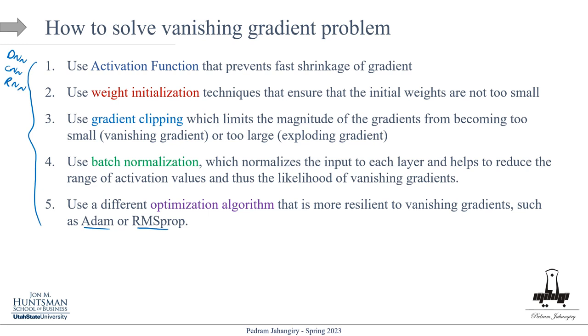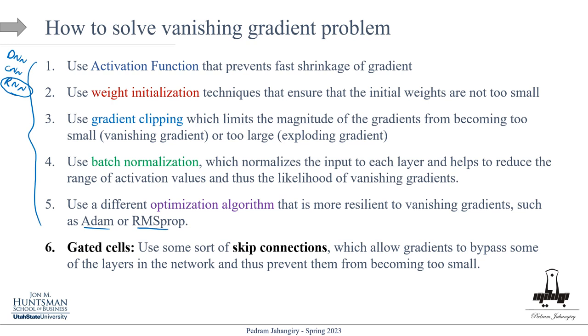But when it comes to sequence modeling, specifically when we're focusing on RNN, the problem of the vanishing gradient is bigger, right? So we have to do it more efficiently. There should be another more efficient way to handle that, which RNN cannot, right? And that's the idea of using gated cells. So this is basically what we're going to cover. We're going to use some sort of skip connection, and this is a key term. These connections are going to allow gradients to bypass some of the layers in between, and thus prevent those gradients from becoming too small.